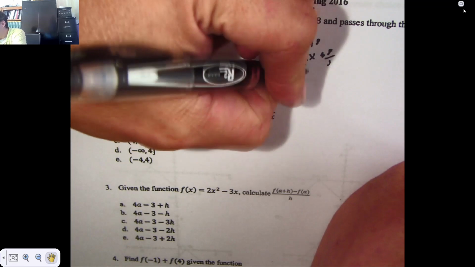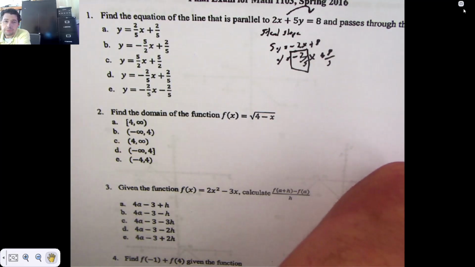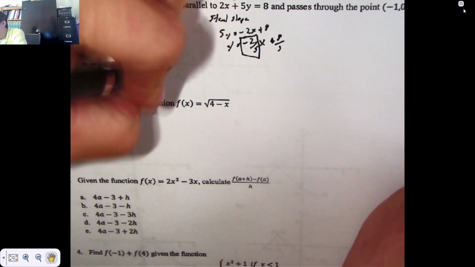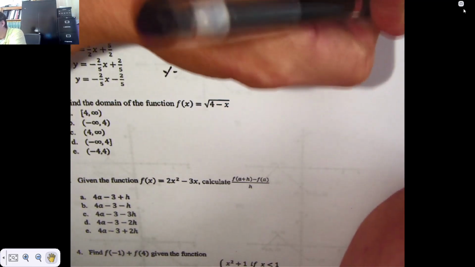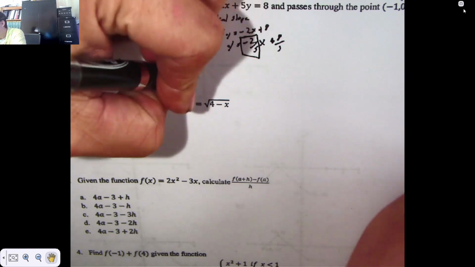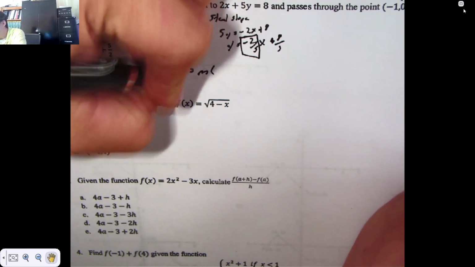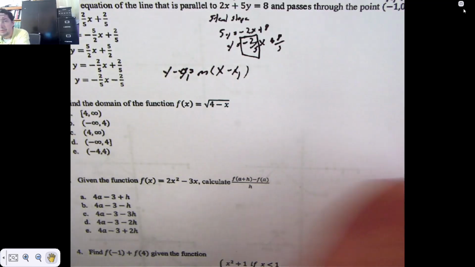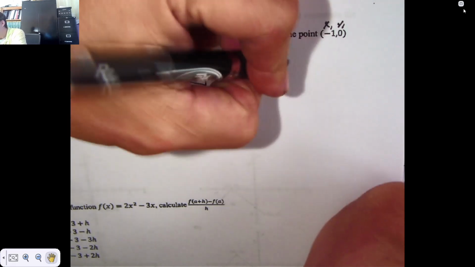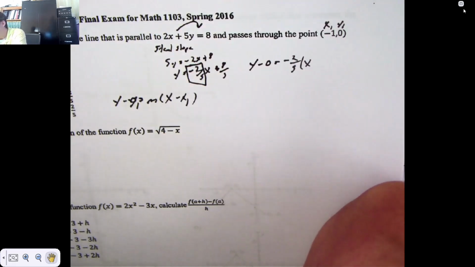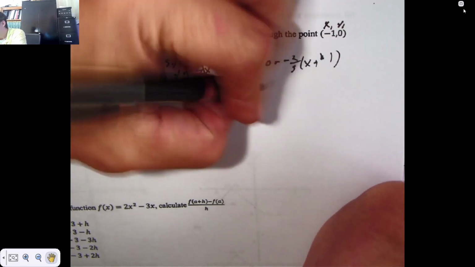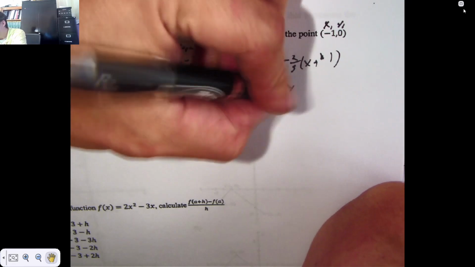That's what you want. In a perfect world, you'd use point slope form. In a perfect world, you would. That's what I'm going to use. Y minus y1 equal to m times x minus x1. Of course, you get x1 and y1 from that little point over there. So y minus 0 equal to negative 2/5 of x minus a negative 1. So plus, y is negative 2/5 x minus 2/5.